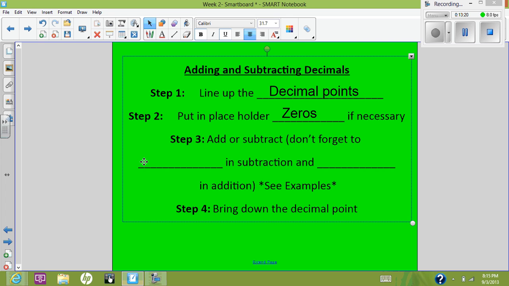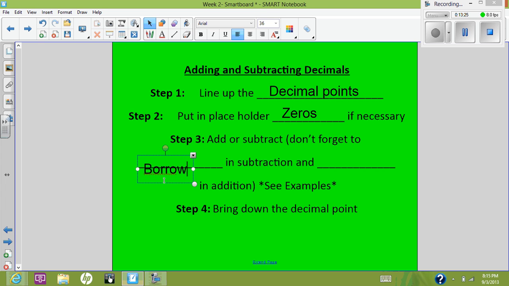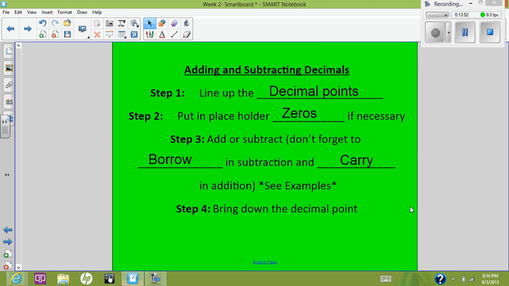I want you to remember that sometimes in subtraction you have to borrow. So don't be afraid to borrow in subtraction and carry in addition. If you don't remember what those words mean when it comes to subtraction and addition, you might have a little bit of a problem. Pay very close attention to the examples. Step 4, you're just going to slide that decimal point right on down to where it should be in the answer. That's all. The notes are really pretty straightforward for this. Let's get into some examples.